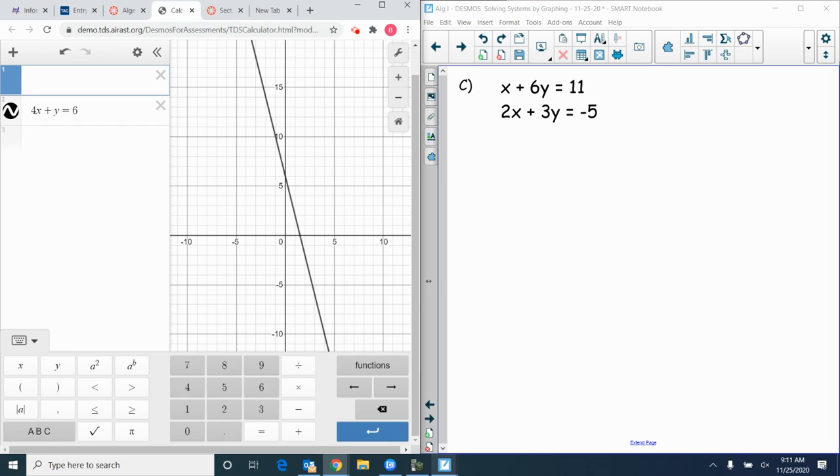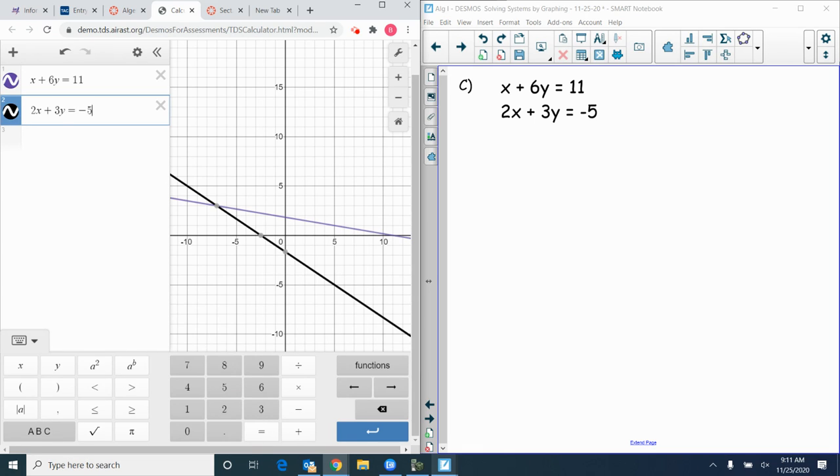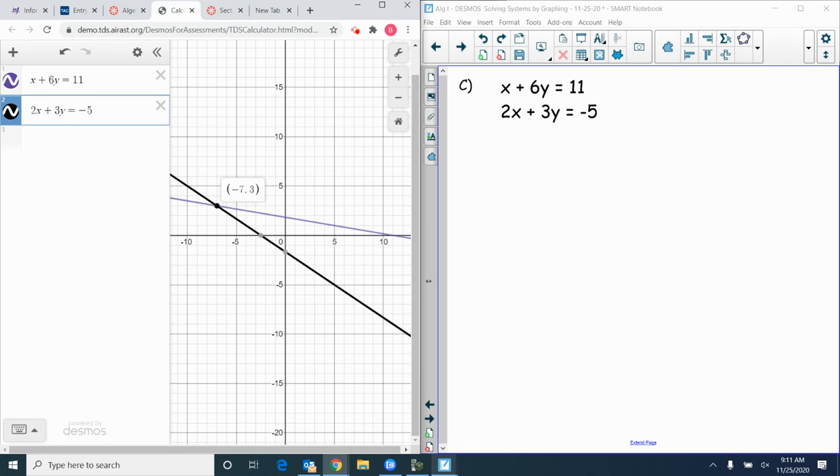So we get x plus 6y equals 11, and 2x plus 3y equals negative 5, and negative 7, 3. All right, hey, that's it. You got this sucker.